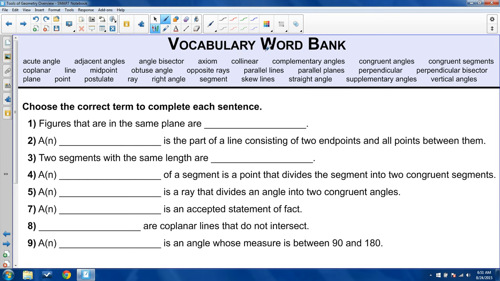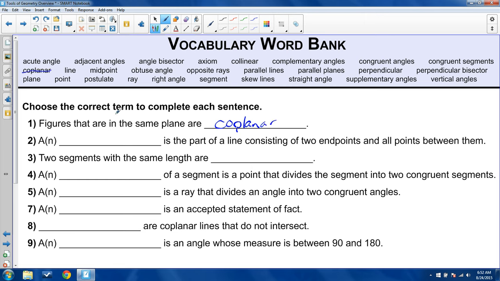Alright, so here's a vocabulary word bank. Here are all the terms that you would want to know based on these concepts that we were talking about. From this word bank, I'm going to choose some of those words to answer and fill in some of these blanks right here. So let's choose the correct term to complete each sentence. Figures that are in the same plane are coplanar.